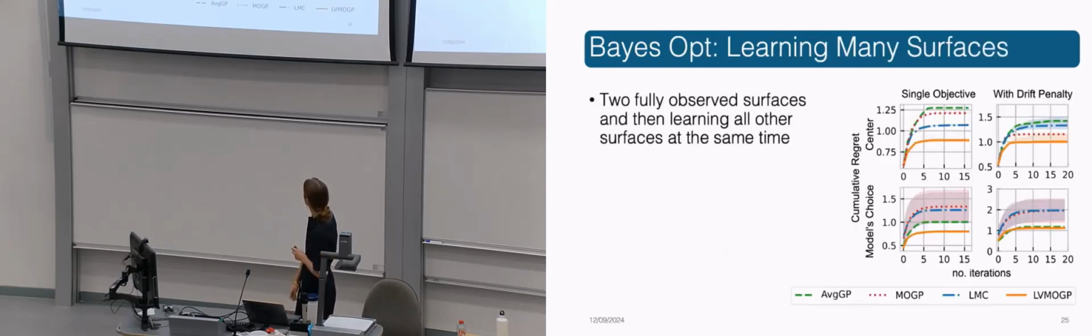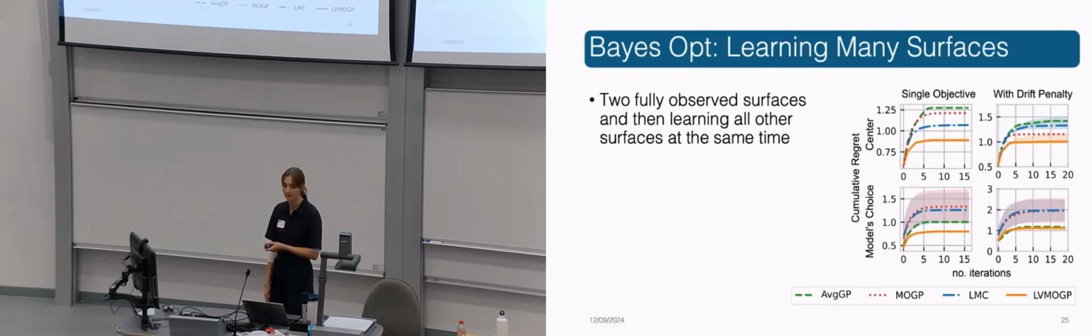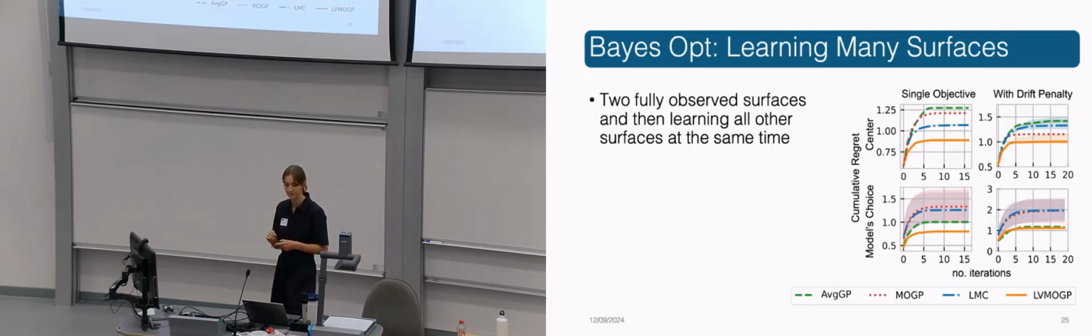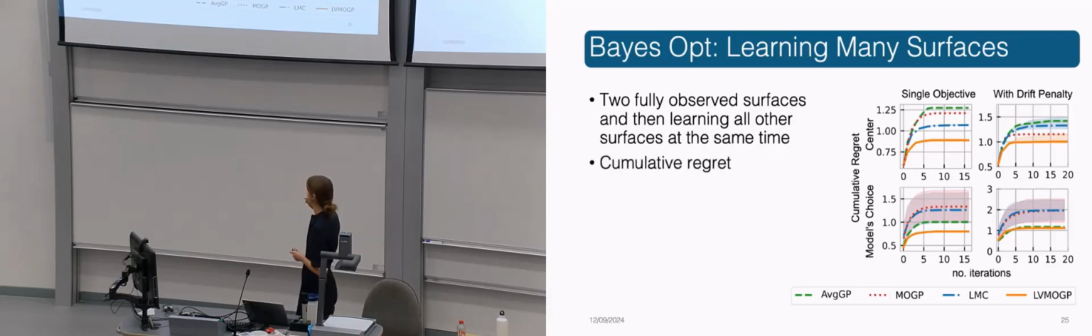So here, I've plotted the cumulative regret against the number of iterations. Our first column is single objective, so that's only optimizing the rate. And then the second column is with the drift penalty. This is the scenario where we're learning lots of surfaces at the same time. The shaded region indicates the upper and lower quartiles for 24 different seeds.